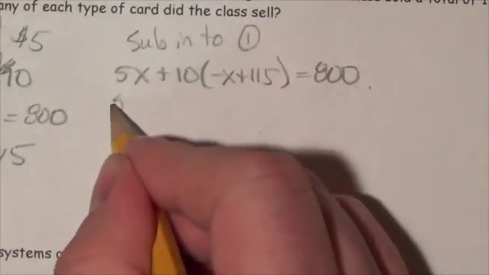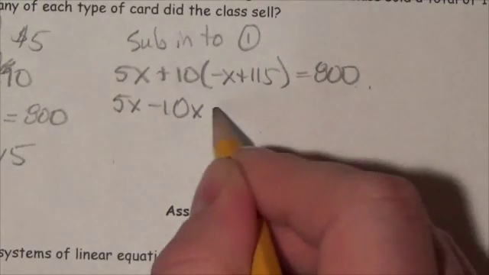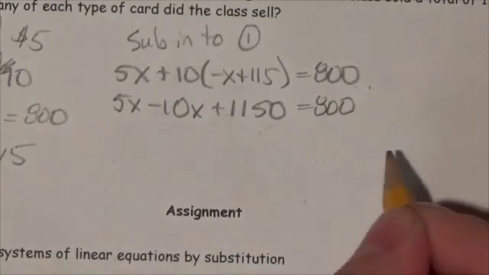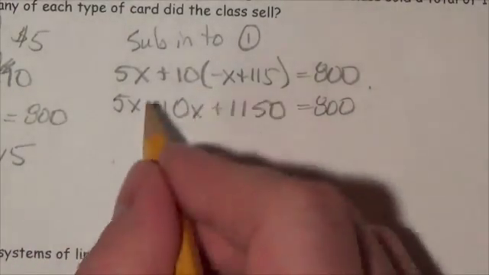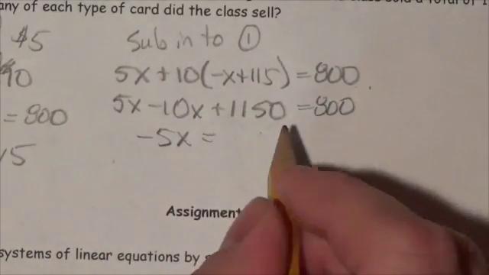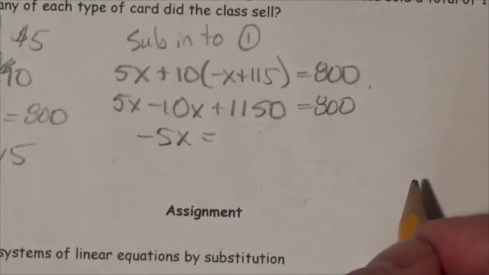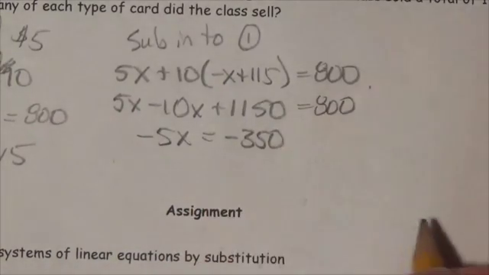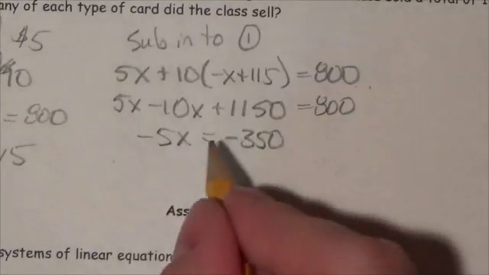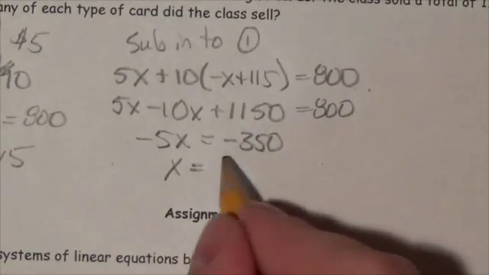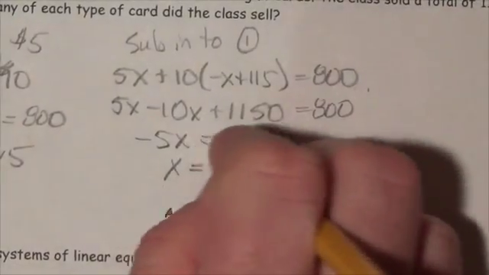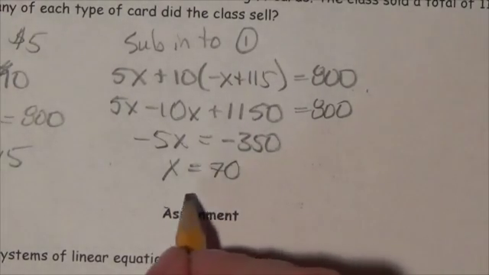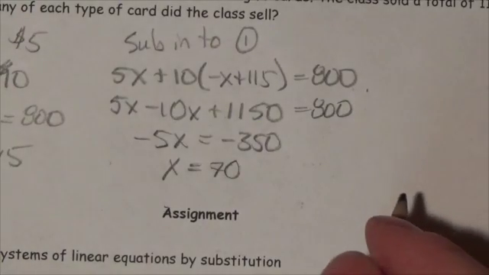And we'll distribute that through. So 5x minus 10x plus 1,150 is equal to 800. Okay, well, 5x minus 10x is negative 5x. And if I bring the 1,150 over, now I got to think about this a little bit, but after a little bit of thought, I see that that's going to be negative 350. And if I divide, I will get that x is equal to, sorry, the negatives will cancel, it'll be 70. So we see that we sold 70 of those $5 tickets here.